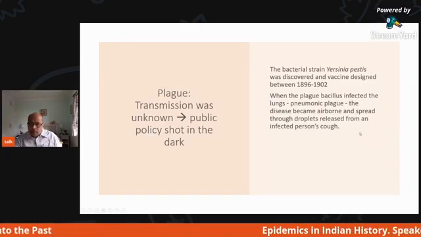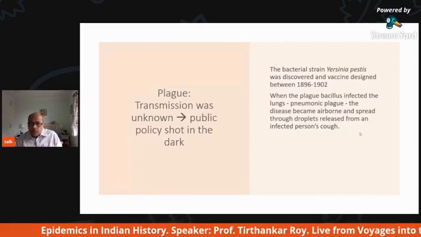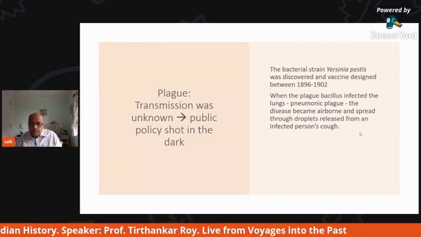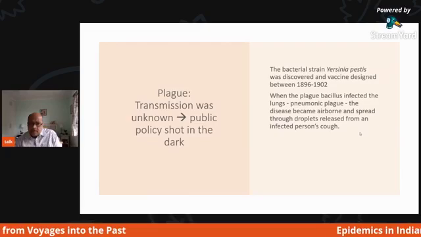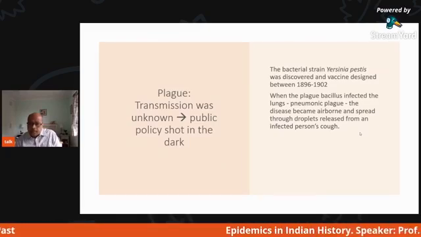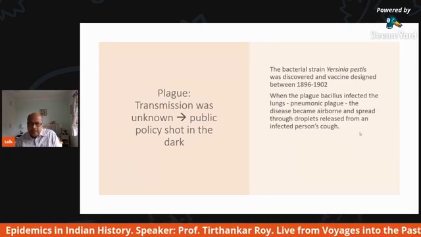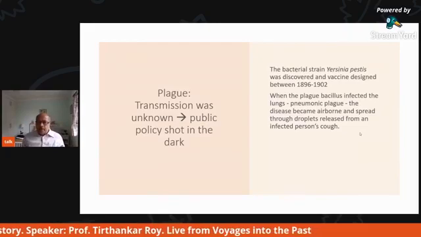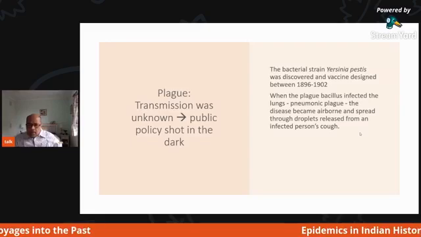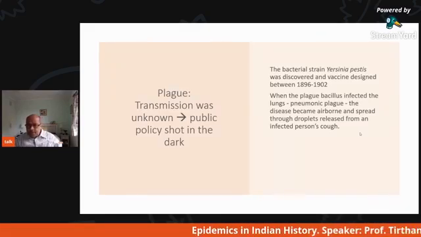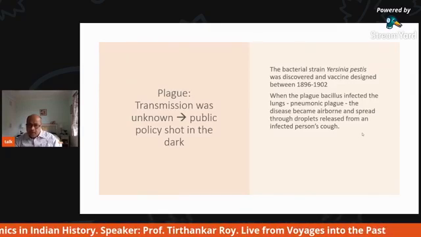The immediate problem for public health was not how to apply the vaccine. It wasn't quite easy to do that. It just wasn't available. The knowledge was available. The vaccine wasn't. So what does public health do? Well, they have to identify how it spreads. And a relatively easy channel which was identified was the pneumonic plague. When the plague bacteria affects the lungs, then the disease becomes airborne, and the disease spreads through droplets.